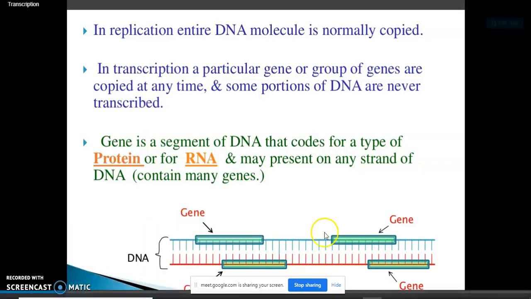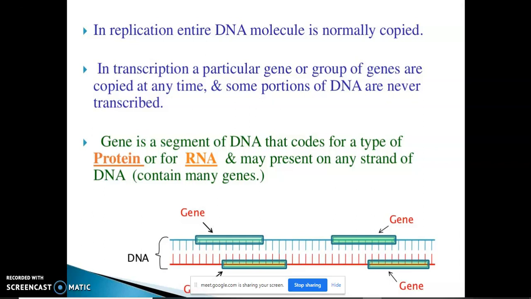So in a double-stranded DNA like this, you have many genes. According to the Human Genome Project, which was completed in the year 2003, the human genome has 22,000 genes. Earlier it was reported to have 30,000 genes, but after so much research, it has now been proved that it has 22,000 genes. Do you understand? So, the genome is the entire DNA molecule of an organism which consists of many genes.